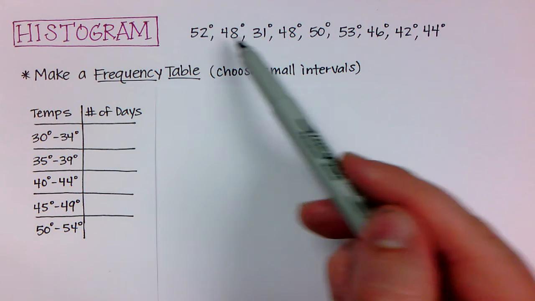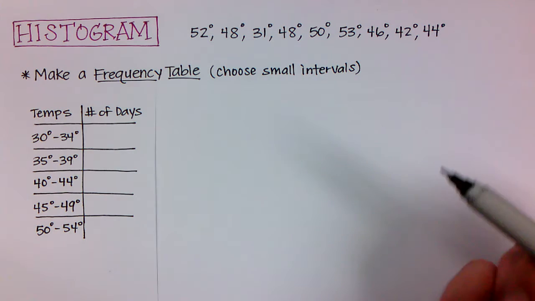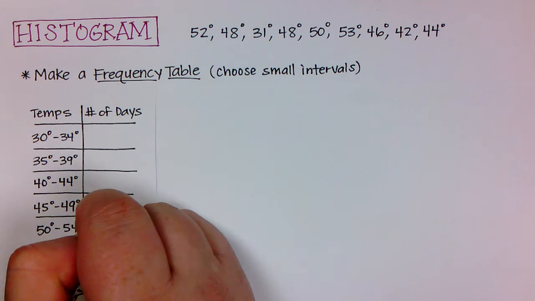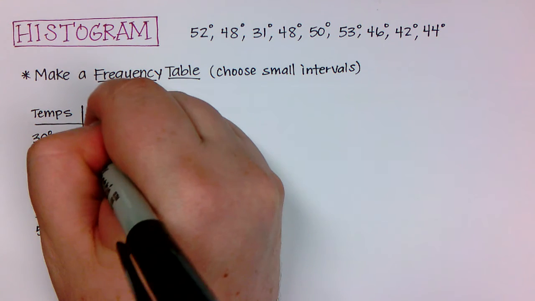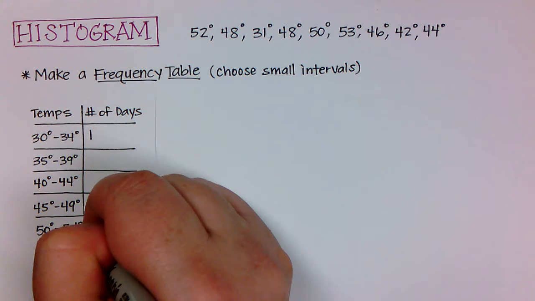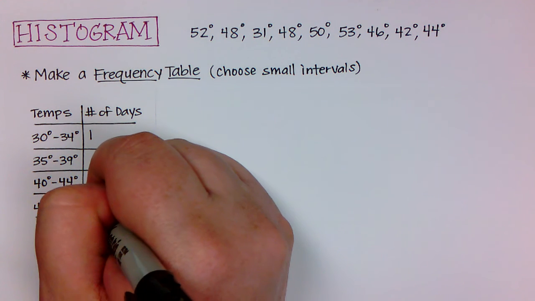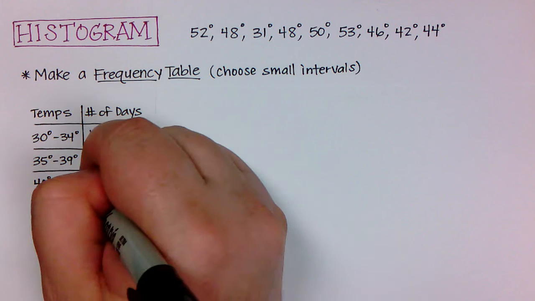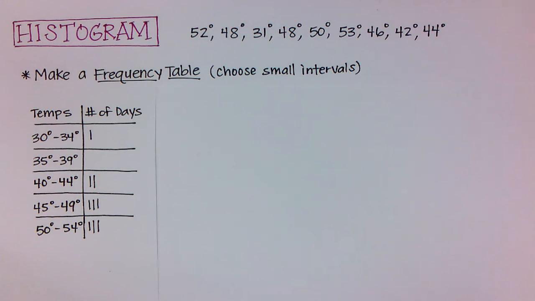So now let's go through our data and we're just going to put a tally in that interval whenever one of our temperatures falls in it. So 52 degrees, we'll put a tally down below, 48 degrees, 31 degrees, 48 degrees again, 50 degrees, 53 degrees, 46 degrees, 42 degrees, and 44 degrees. So this is the first step. You have to make a frequency table. Okay? So I think it's pretty easy.